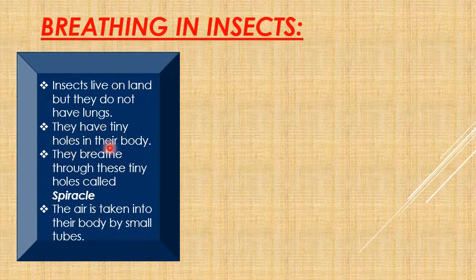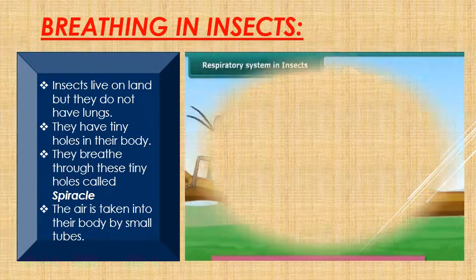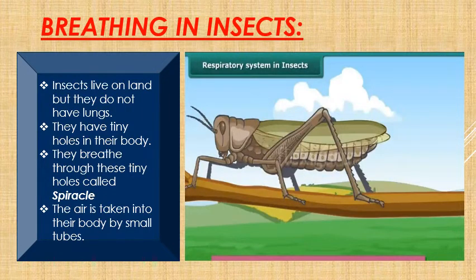They have tiny holes in their body, and these tiny holes are used to absorb the oxygen from air. These tiny holes are known as spiracles. So we can simply say they breathe through these tiny holes called spiracles. The air is taken into the body of the insect by small tubes. How is it happening? Let's watch a short video for this.